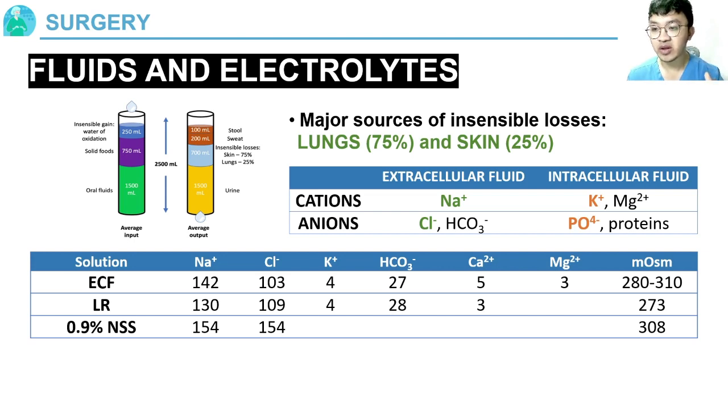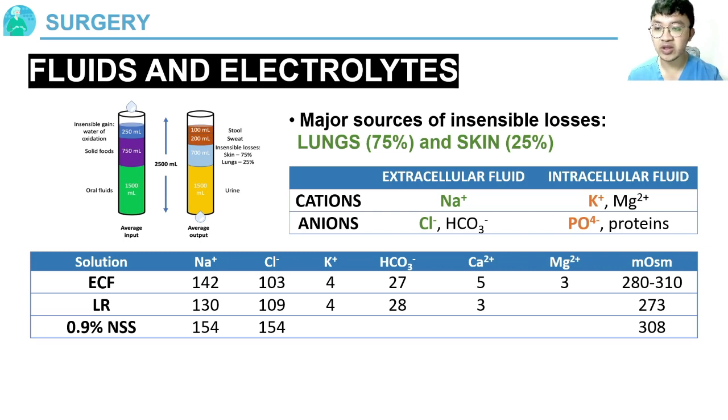While your ECF has sodium of 142, LR has 130; chloride 103, LR has 109; potassium 4, LR also has 4; carbonate 27, your LR has 28; calcium 5, your LR has 3; no magnesium. But the milliosmolarity is always somewhat the same. ECF is 280 to 310. Your LR is more on the hypotonic side, 273, but it's still near the 280.